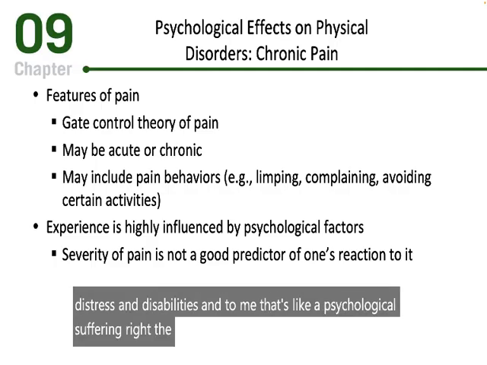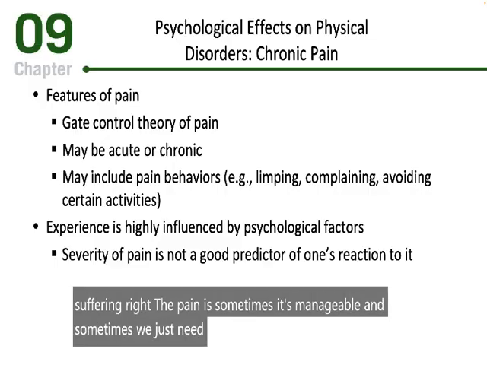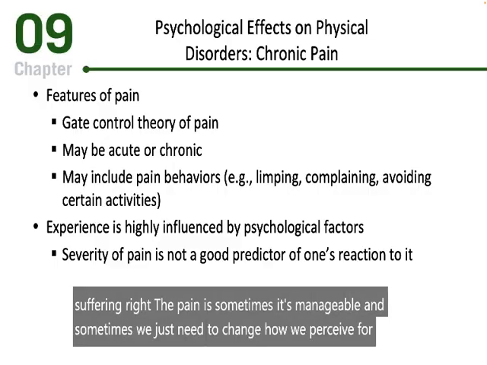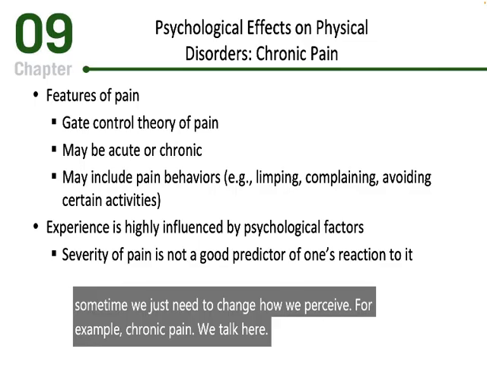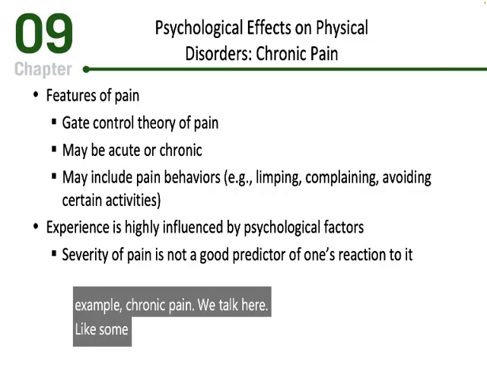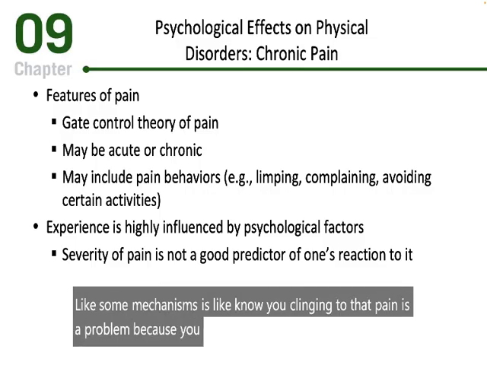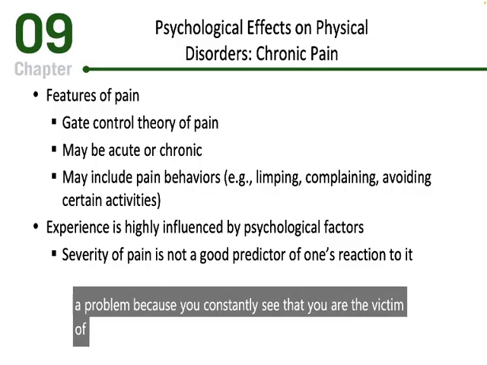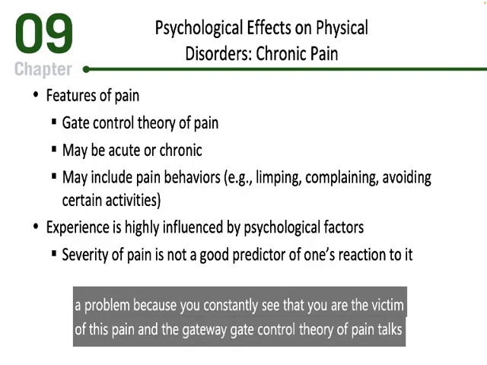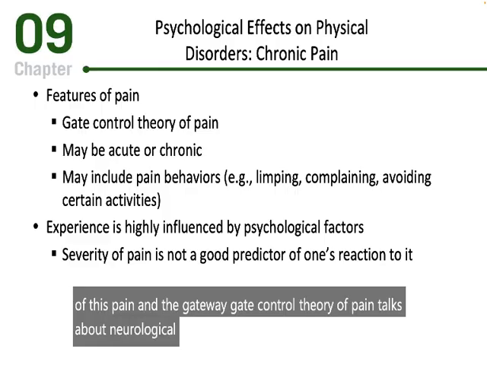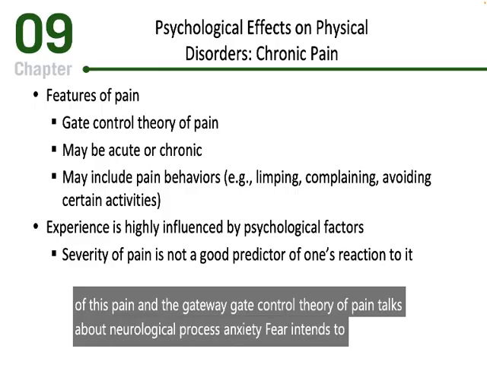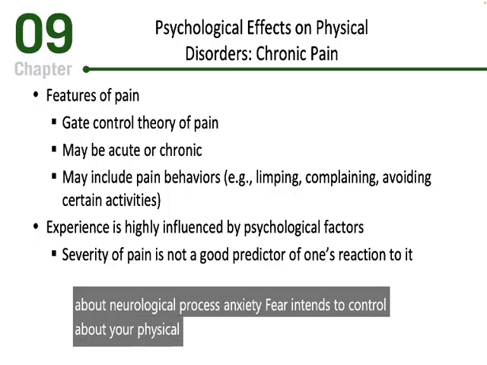The pain is sometimes manageable and sometimes we just need to change how we perceive it. For example, with chronic pain, one mechanism is that clinging to that pain is a problem because you constantly see yourself as the victim of this pain. And the gate control theory of pain talks about neurological processes; anxiety, fear, and intense focus on your physical sensation can affect the degree to which pain is detected.